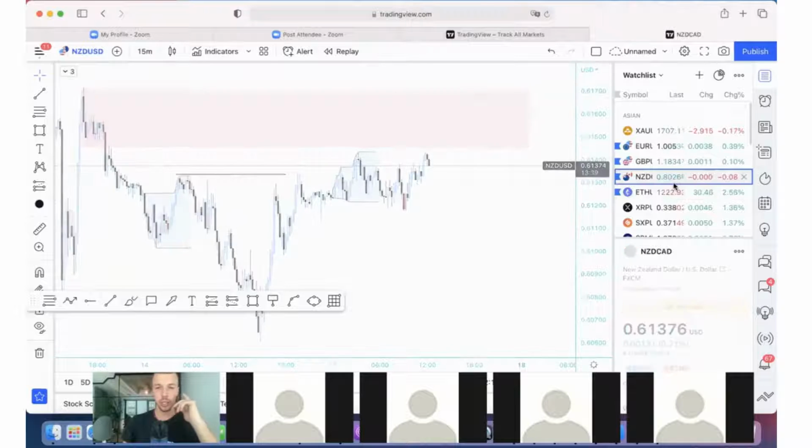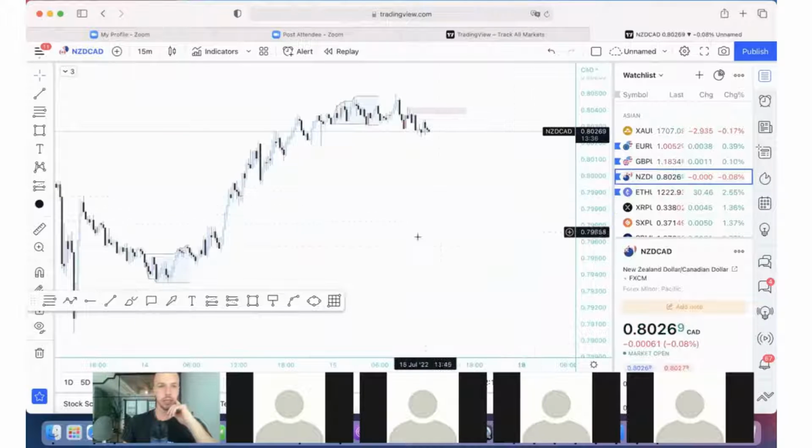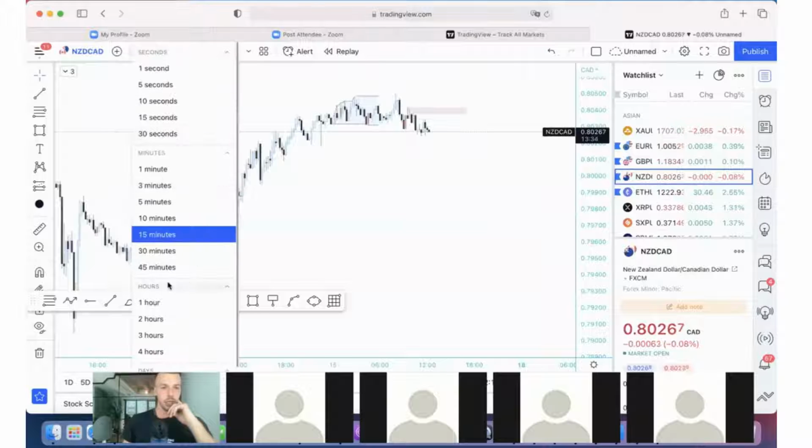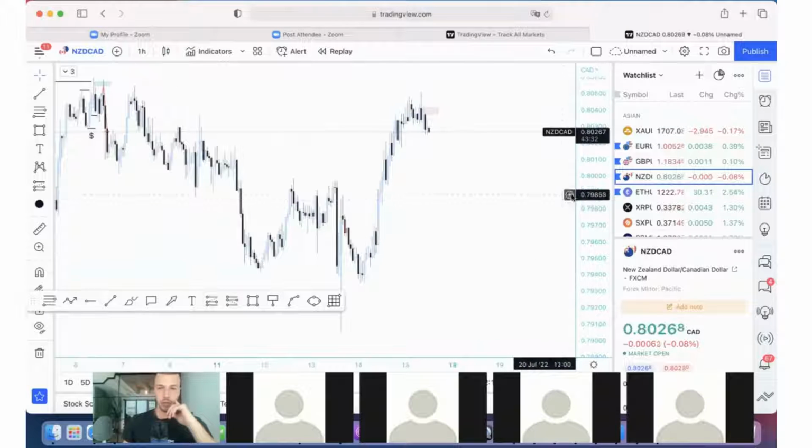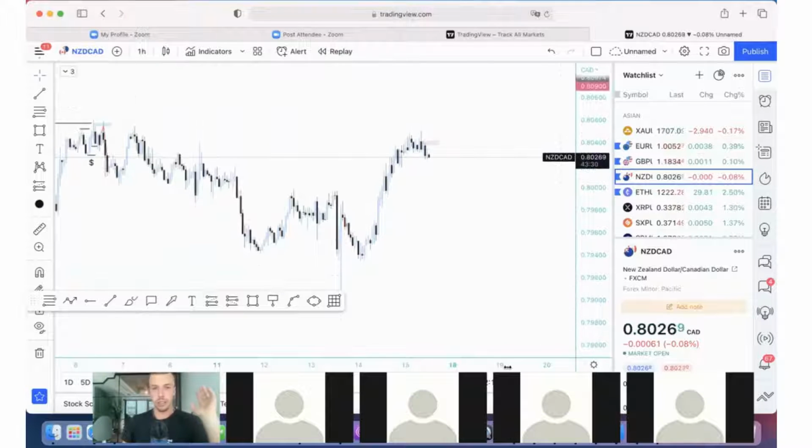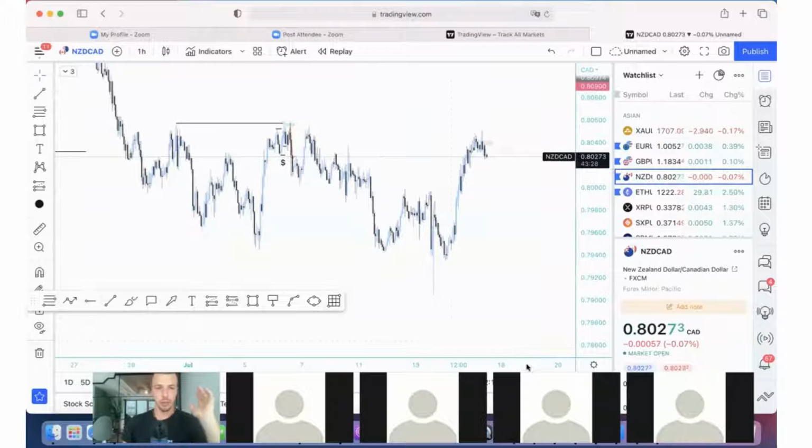I'm in a trade currently. I'm on NZD CAD. I don't recommend you to, and I mean, you can do whatever you want. I personally will go break even already very, very soon. So it's your choice if you want to enter, but we have this breakout structure to the downside.